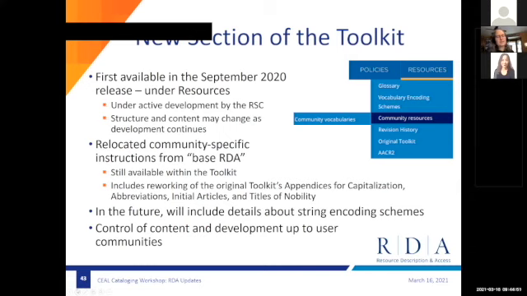At this point, we've relocated community-specific instructions from what you might think of as base RDA. It was important to have a place to relocate them because they are still available in the toolkit and some people still use these. If you go there right now, you will find reworking of the original toolkit's appendices for capitalization, abbreviations, initial articles, and titles of nobility. And in the future, this will also include details about string encoding schemes. That's the next slide. The control of content and development of this section will be up to user communities and not to the RSC. All right, next slide.